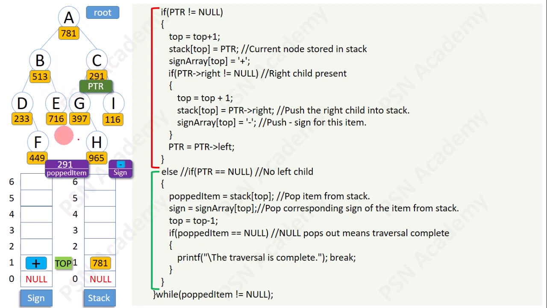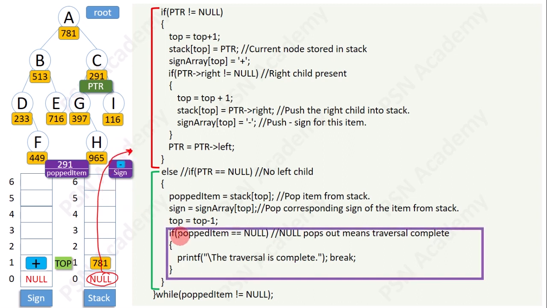Whenever all the nodes in the tree will be exhausted, this null will come out from the stack. And at that time, this if block will work. That is, if popped item is null, then you report that traversal is complete and you use this break statement I have written over here because there is a lack of space. Okay. So this is the C code for implementing post-order traversal in a binary tree.